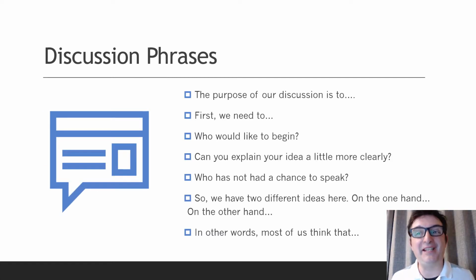So here are some phrases for discussions that you might find useful. When you start a discussion, the very first phrase you can use is to basically say, the purpose of our discussion is to discuss, and then the topic. That may seem unusual, but it's a really good idea to make sure that everyone in your group understands the same idea, the same purpose, what you are talking about. And then you can begin with phrases like, first we need to talk about this, who'd like to begin?